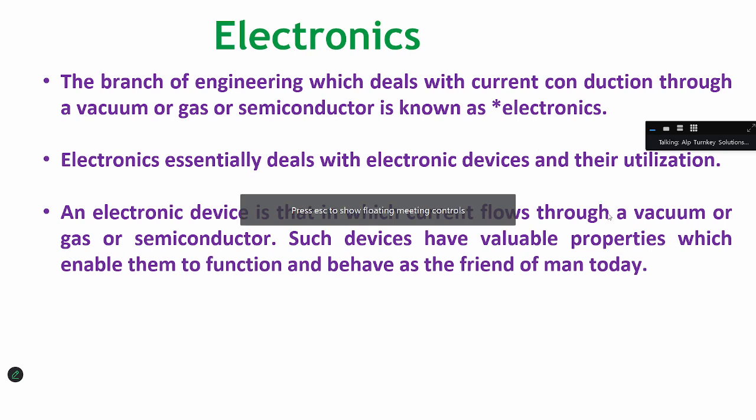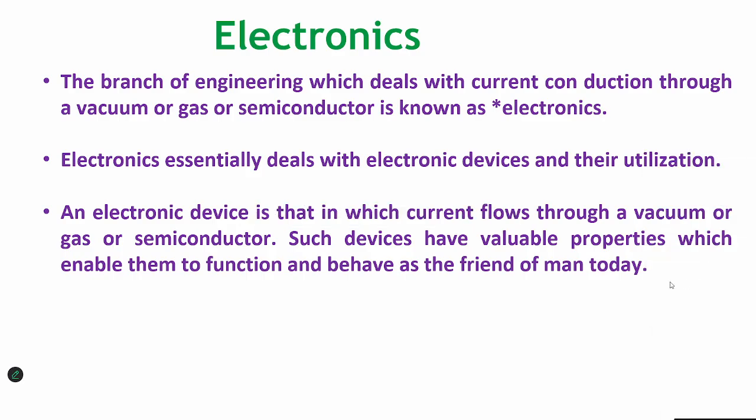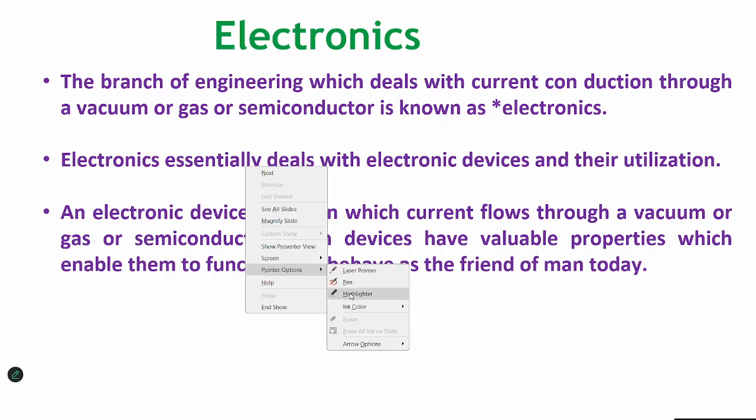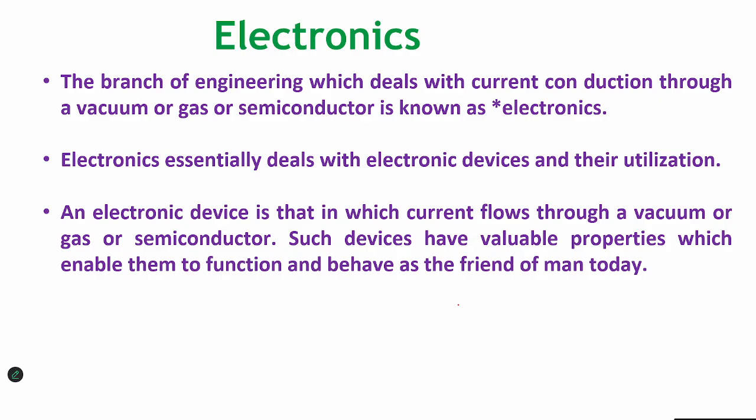Okay. So we completed digital. Today we'll start the analog part. Today I will explain basic semiconductor physics and electronics. So basically we'll see about semiconductor physics. What is electronics? In engineering, there are so many branches: computer science, mechanical, electrical, and electronics. Electronics is a branch of engineering which deals with current conduction through a vacuum.